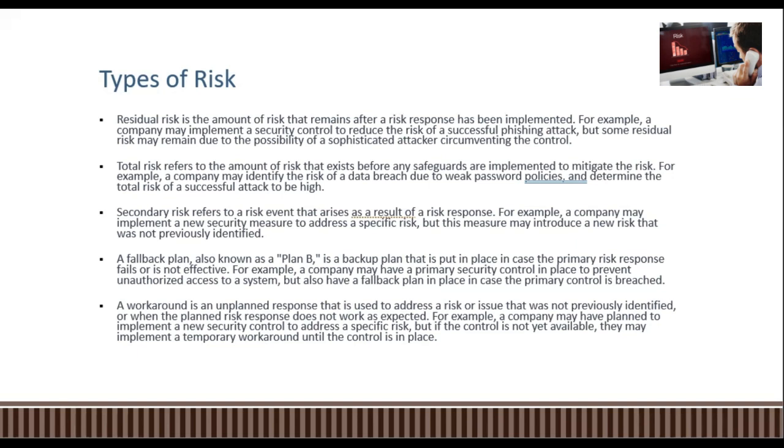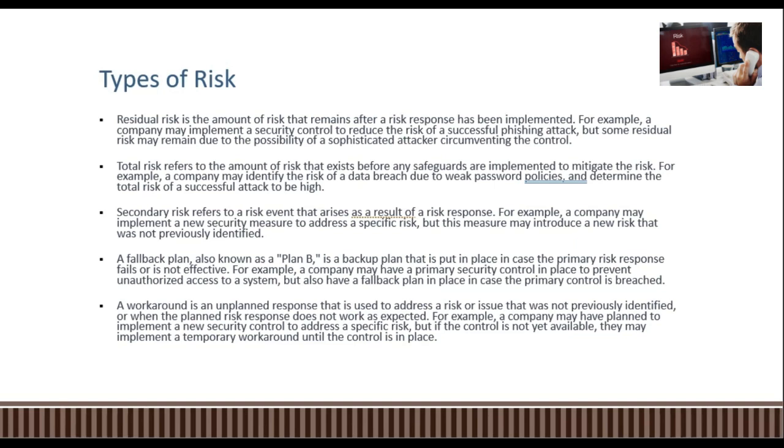Secondary risk refers to a risk event that arises as a result of a risk response. For example, a company may implement a new security measure to address a specific risk, but this measure may introduce new risk that was not previously identified. A fallback plan, also known as Plan B, is a backup plan that is put in place in case the primary risk response fails or is not effective. For example, a company may have a primary security control in place to prevent unauthorized access to a system, but also have fallback plans in place in case the primary control is breached.